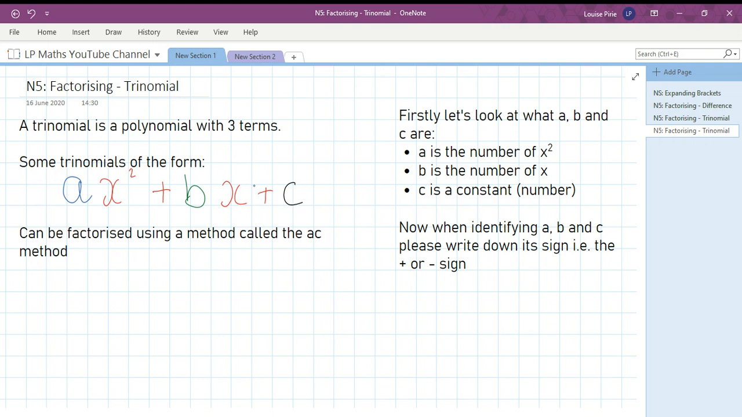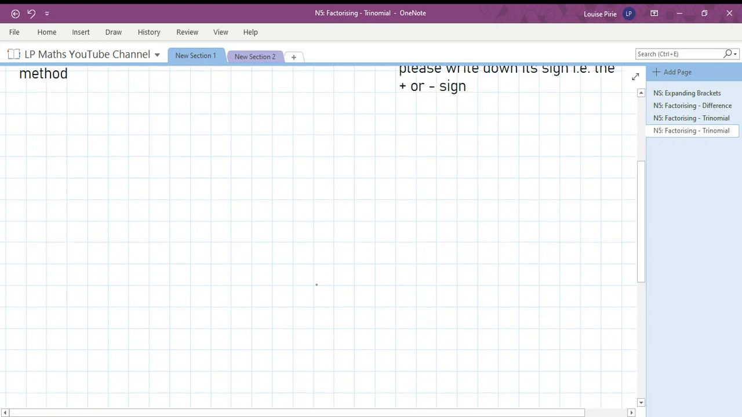Now, when we are identifying A, B, and C, I would like you to write down whether it has a plus or minus sign, because that is important. It's really easy to make mistakes with signs in this. So just make sure that whenever you can write a sign, do it, plus or minus. What we're going to do today is start with an example, a nice easy one. We are going to go with x squared plus 4x plus 4.